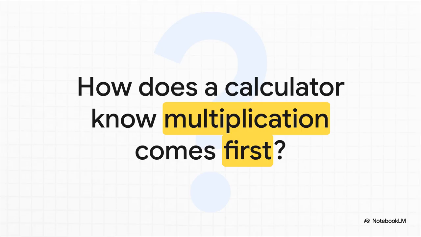Think about it. You've done this a million times. You type an expression into a calculator and it just knows the order of operations. It doesn't just read left to right. How does it do that? This isn't just a random math question. It's a really fundamental puzzle in computer science.